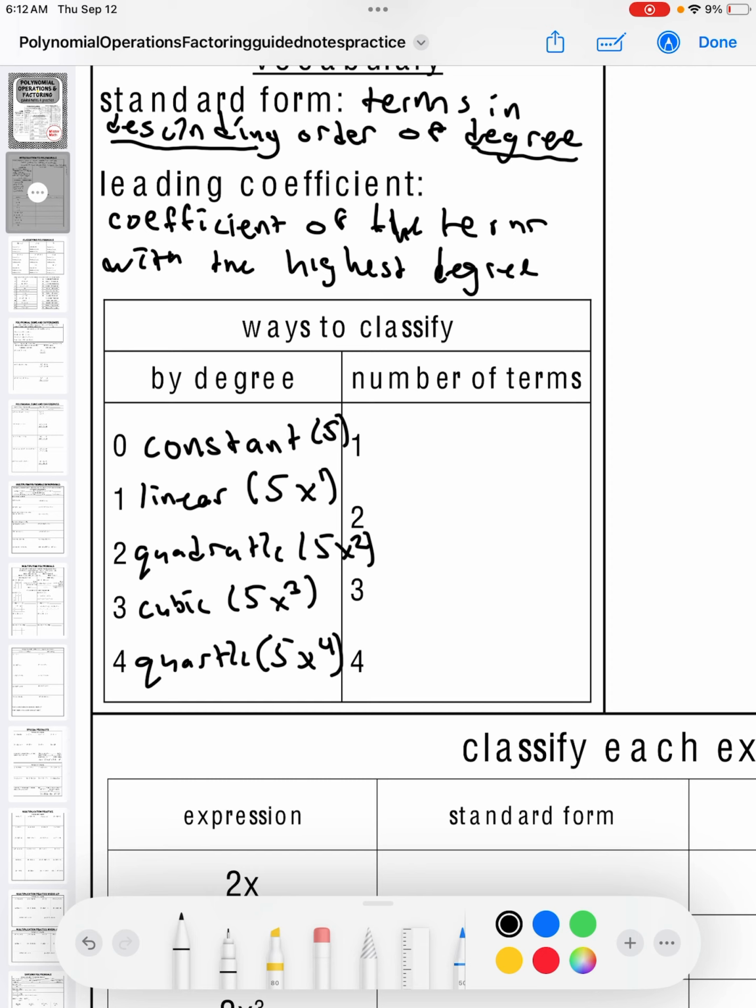You can also classify them based off of the number of terms that there are. If there's only one term, that would be called a monomial. If you have 2 terms, it's called a binomial. And if you have 3 terms, it's called a trinomial. All right, that's pretty simple, straightforward. Monomial, mono means 1. Binomial, bi means 2. Trinomial, tri means 3. So monomial, binomial, trinomial for 1, 2, and 3 terms. If you have 4 or more terms, we're just going to call it a polynomial.